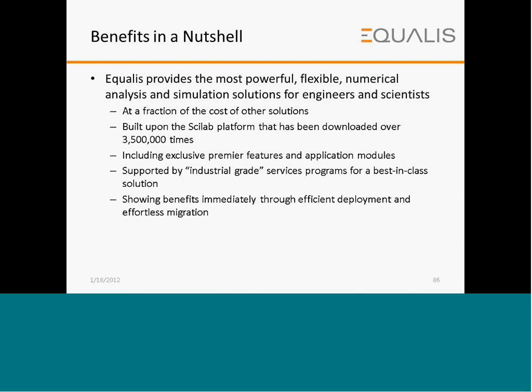Benefits in a nutshell: Equalis provides the most powerful, flexible numerical analysis and simulation solutions for engineers and scientists at a fraction of the cost of other solutions. Solutions are built upon the Scilab platform that has been downloaded over 3.5 million times. Solutions include exclusive premier features and application modules and are supported by industrial-grade services programs for a best-in-class solution. Benefits are shown immediately through efficient deployment and effortless migration.